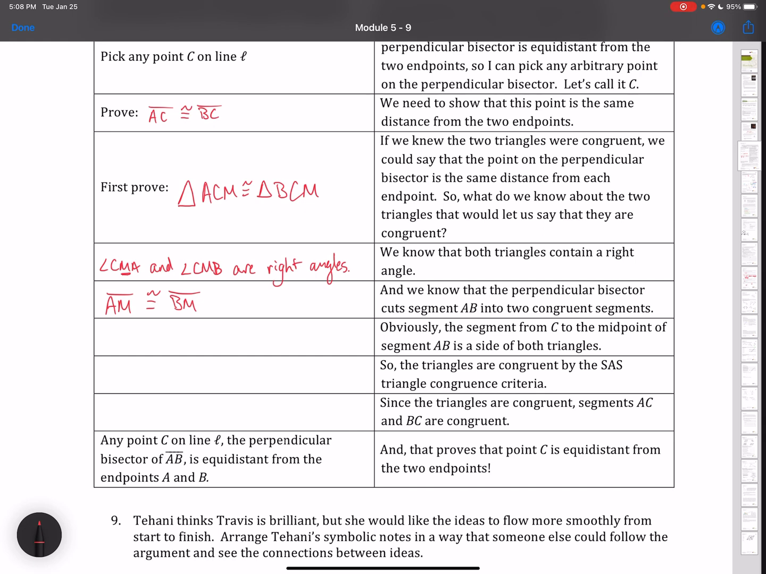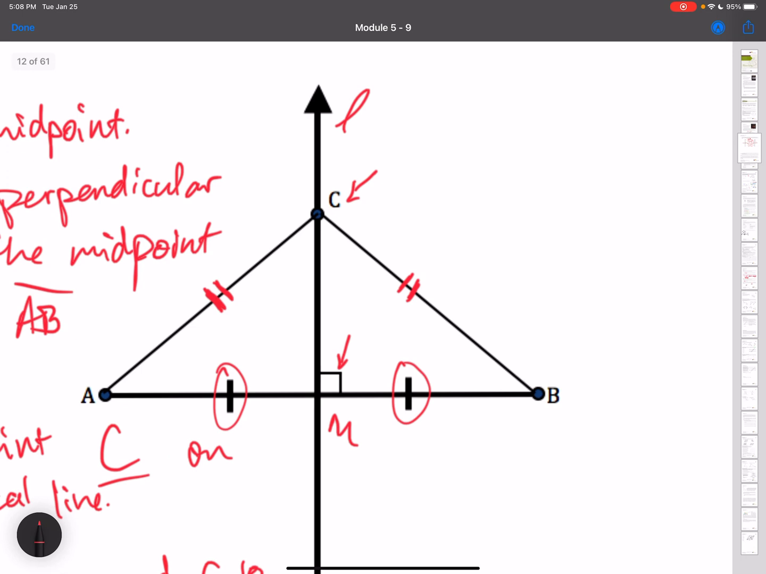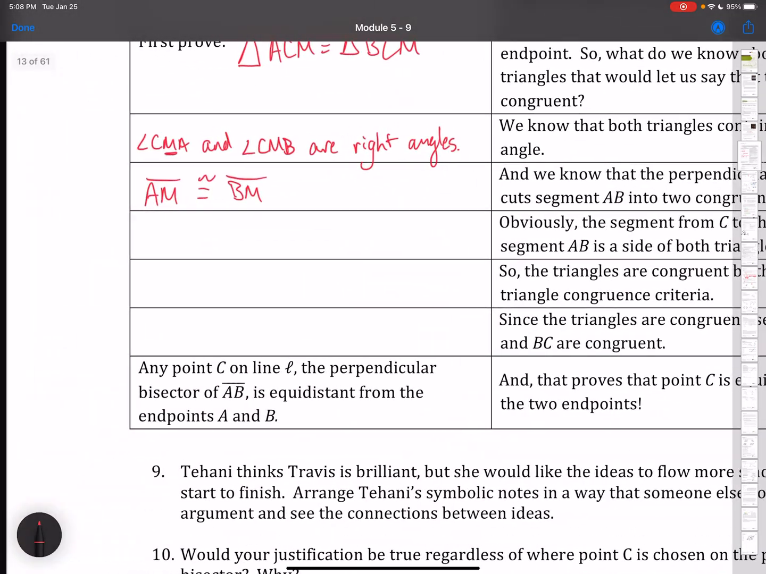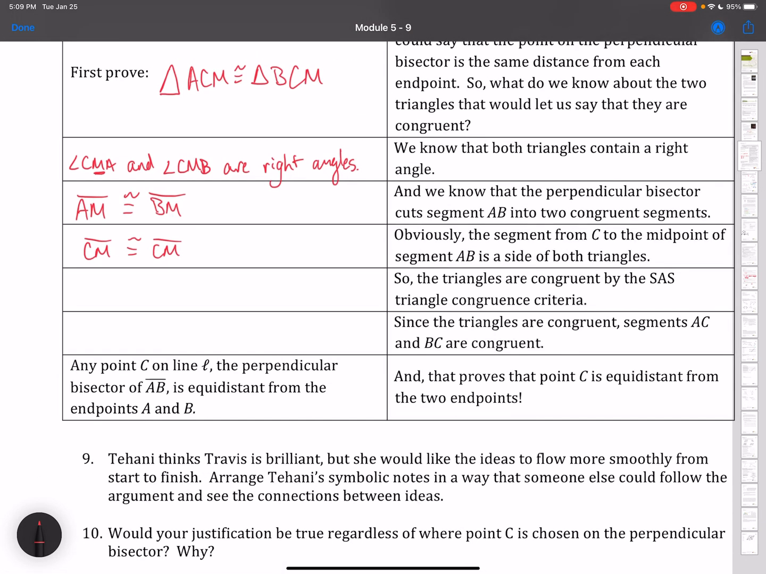Then Travis says, obviously, the segment from C to the midpoint of the segment AB is a side of both triangles. So he's saying this side right here, basically what he's saying is this side is itself, right? And it's a part of 2 triangles. It's a part of triangle BMC and it's a part of triangle AMC. And if a line is itself, then of course it's going to be congruent to itself. So what we can say there is segment CM is congruent to segment CM. Okay?